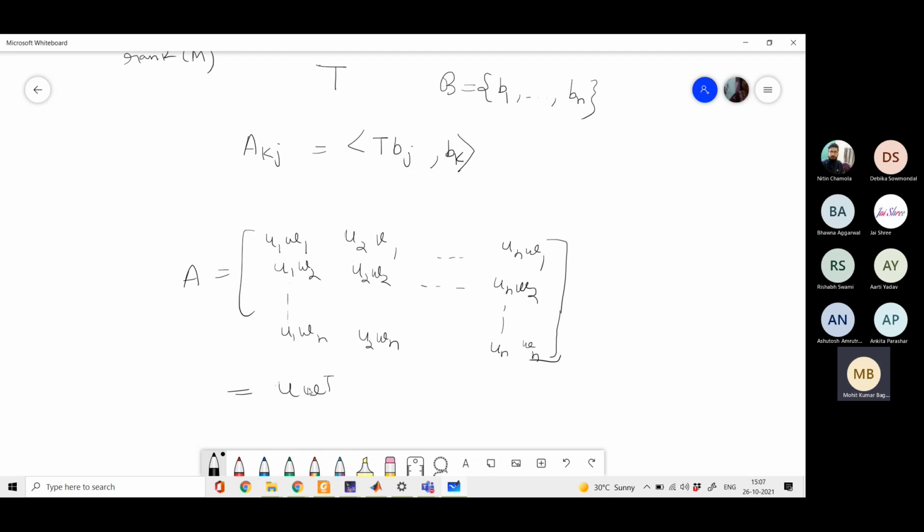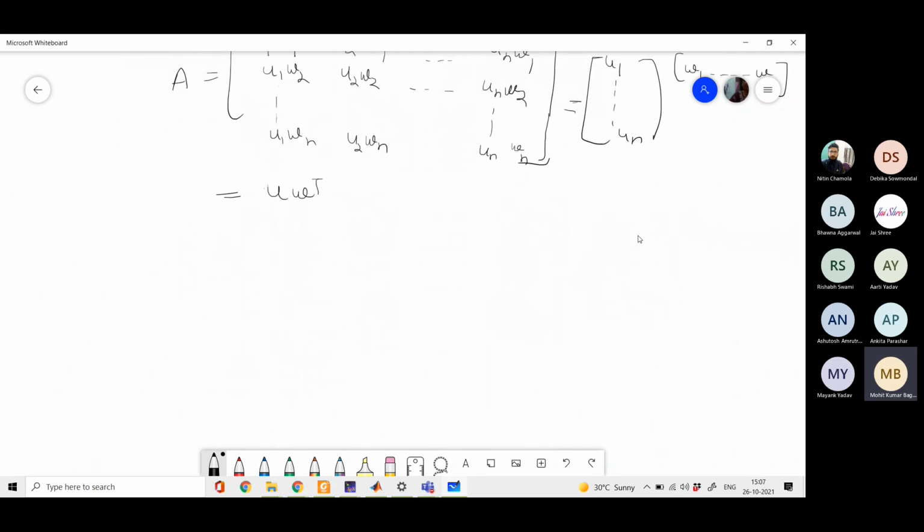So you can write this matrix as U times W transpose. If U and W are two column vectors, then you can write this as U1 to UN and this as W1 to WN. Okay, and this is like UW transpose. And what is the rank of this matrix? If you have two vectors, one column and one row vector, and you multiplied them, what is the rank of such a matrix?